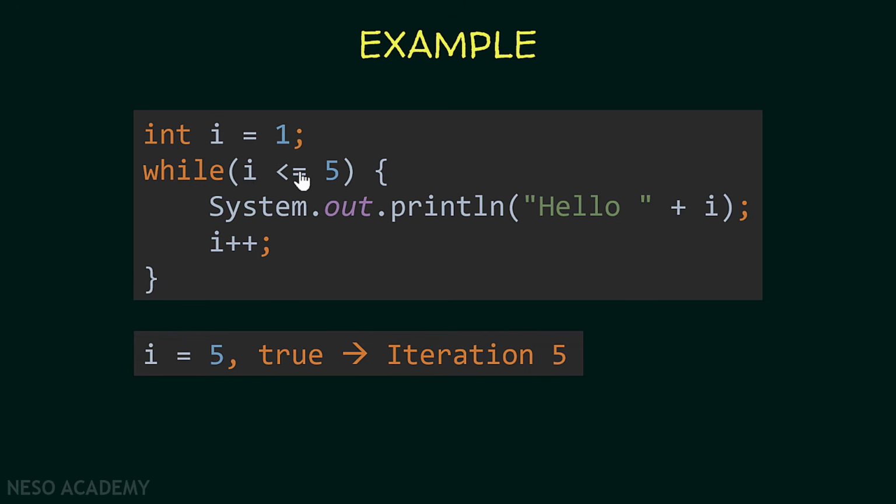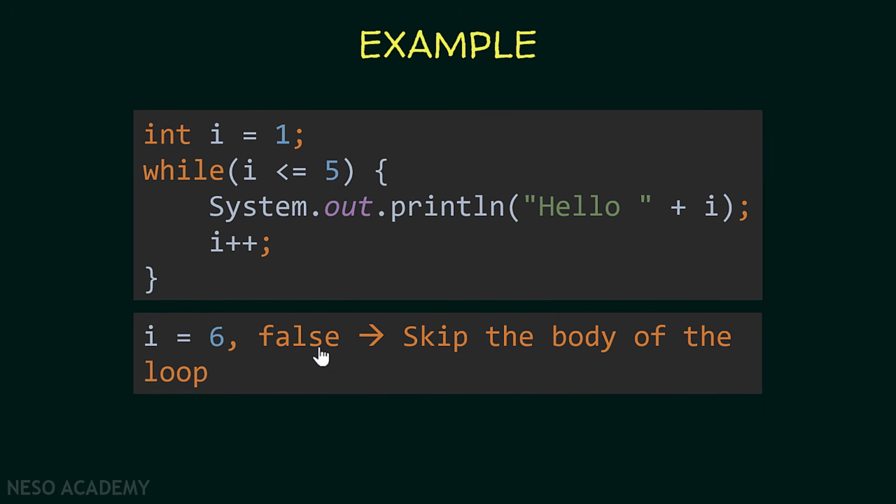So 6 less than or equal to 5, this is false now, right? So when the condition is false, we will skip the body of the loop, just like we skip executing the if statement if the condition is false. So the body of the while loop in this case will not be executed and we will continue executing the code that is below the while loop, alright? In this case, we don't have anything over here.